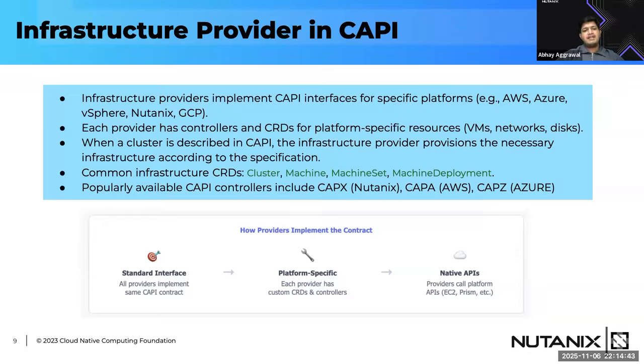What does this provider ecosystem have? This provider ecosystem is one of CAPI's strengths. The AWS provider is maintained by AWS. Azure is maintained by Microsoft. The Nutanix provider is maintained by Nutanix.